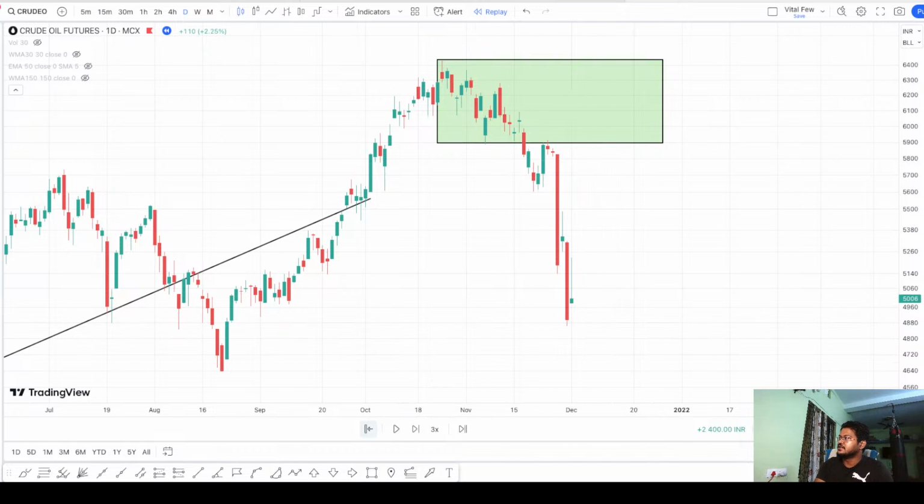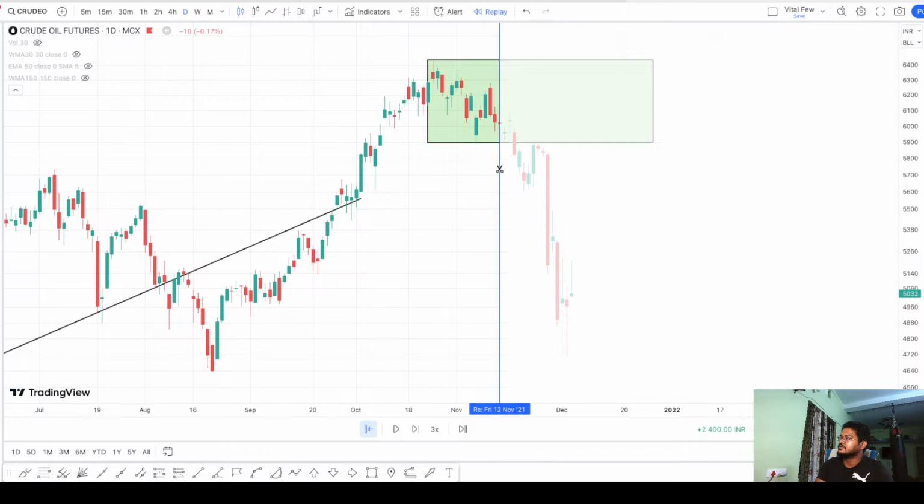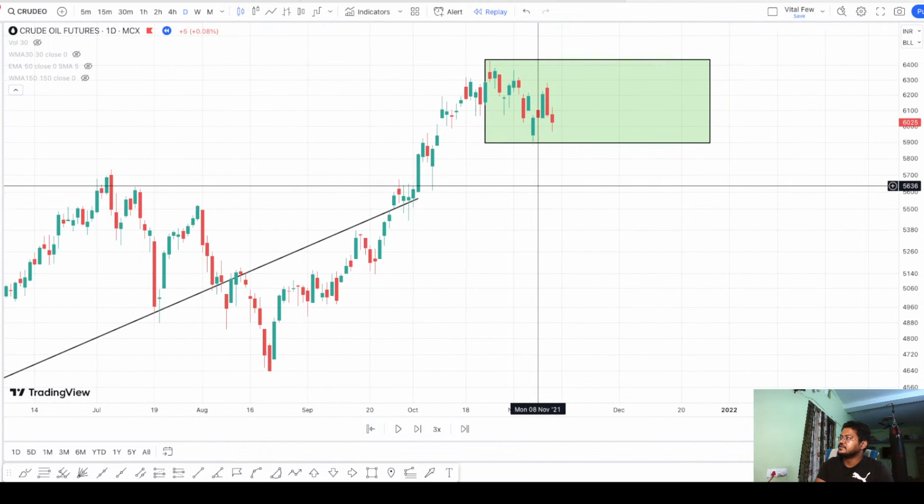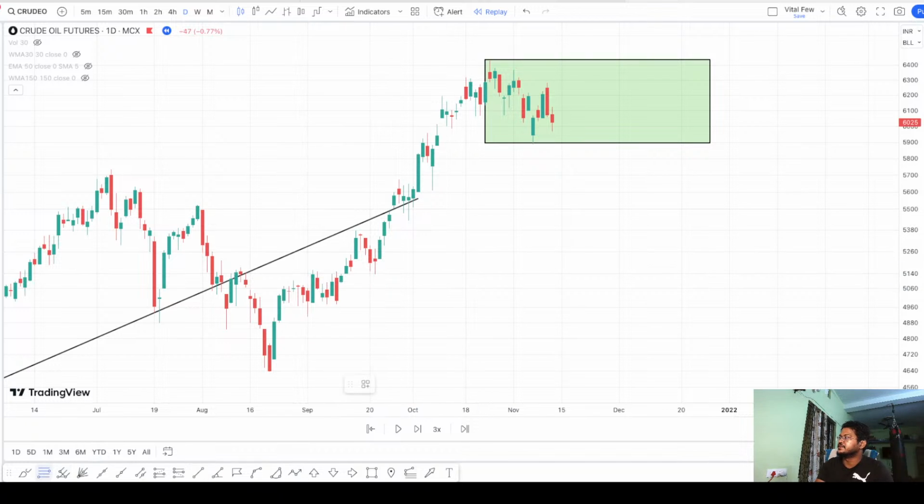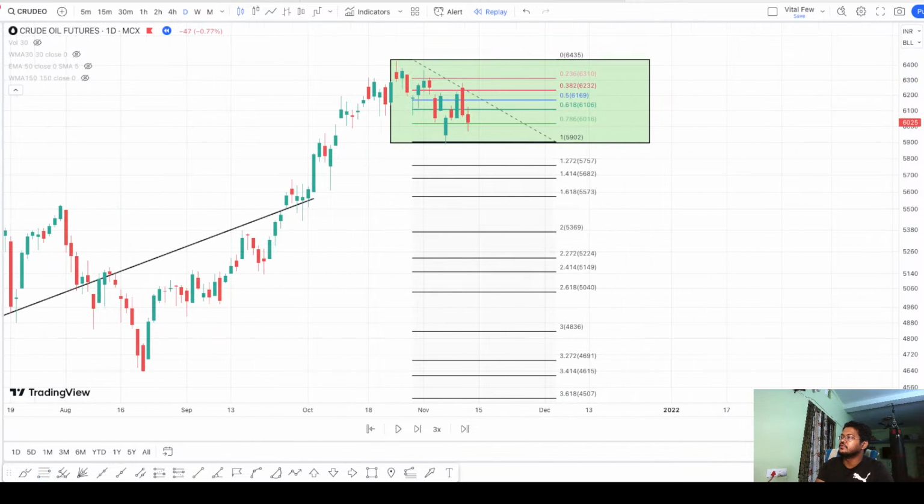Okay, can we... I don't think we can do that. So let's go to this place. Yeah, so again I will draw the fib retracement, and I want to show you the demo.